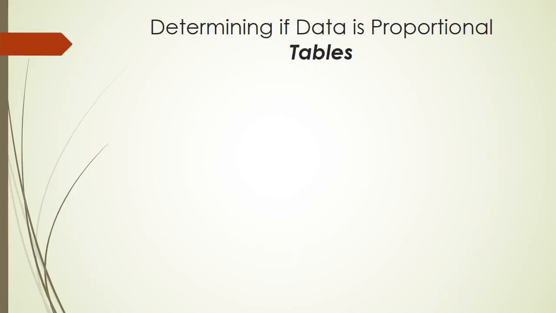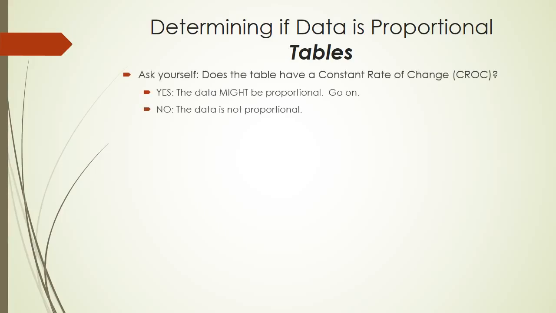The next situation we're going to look at is determining whether a data set is proportional by looking at a table. We're going to ask ourselves the same two questions. Question 1, does the table have a constant rate of change? And we've already reviewed how to find a constant rate of change in a table. If the answer is yes, we move on. If the answer is no, we can stop.